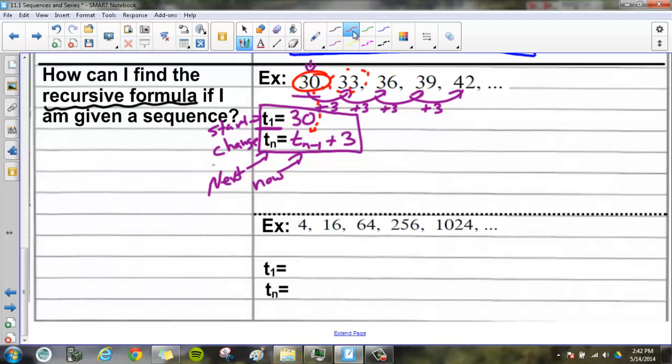Let's just double check it on 2 of them. We'll take the 33, put it in here. 33 plus 3. Oh, that's equal to 36. That was our next one. So, seems to work. Great. Okay, same applies down here. Let's try it on this one.